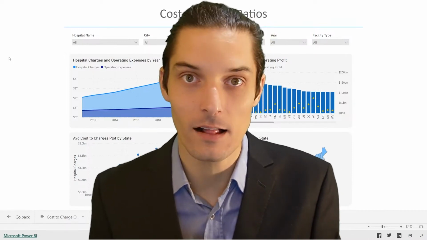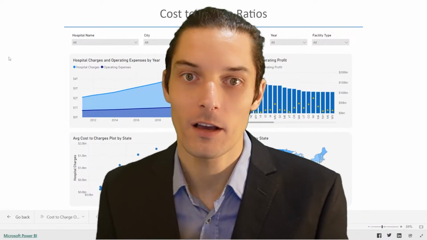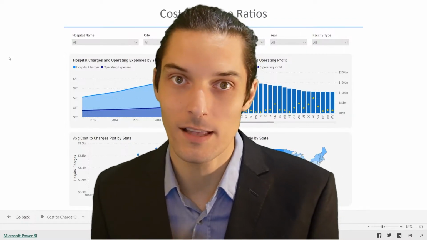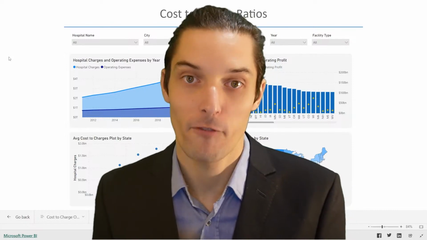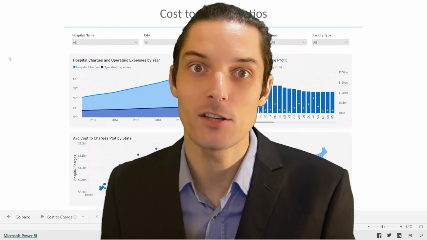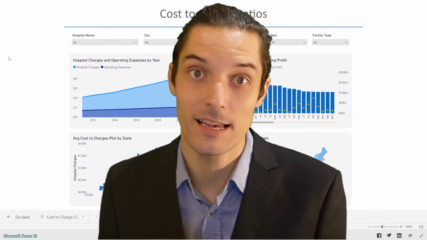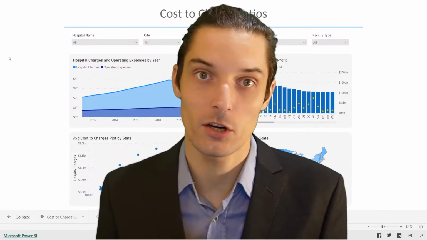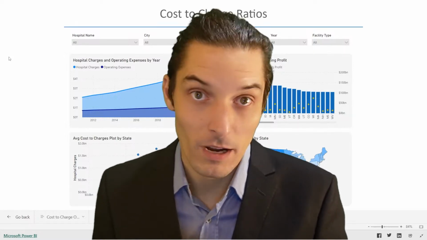And so in this analysis, I'm going to give you a deeper understanding of what cost to charge ratios mean at a total US level, but then we'll be able to dig down to the hospital level from this data. This data is coming from CMS.gov, and it provides over 4,500 hospital data sets on hospital finances, cost to charge ratios, patient operating expenses, and much more data.